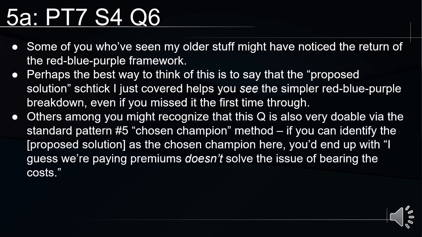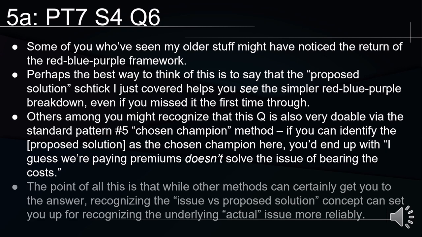Others among you might recognize that this question is also very doable via the standard pattern number 5 chosen champion method that I've already covered, way back when, right? If you can identify the proposed solution as the chosen champion here, you'd end up with something like, I guess we're looking for something where paying premiums doesn't solve the issue of bearing the cost of insurance. So, as you can tell, that's essentially the same thing as what the more specialized issue versus proposed solution framework gives you.